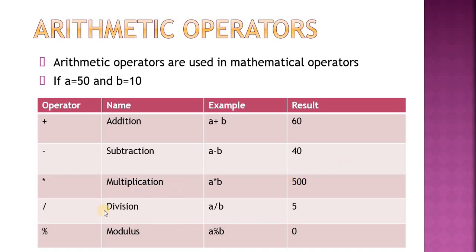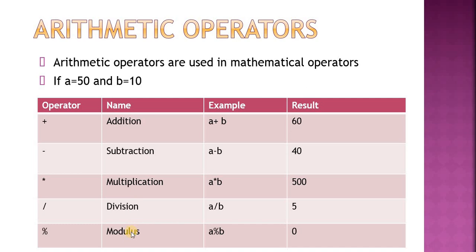The next operator is division. Operator is denoted by a slash symbol. For example, A divided by B, that is 50 divided by 10, will give the result as 5.